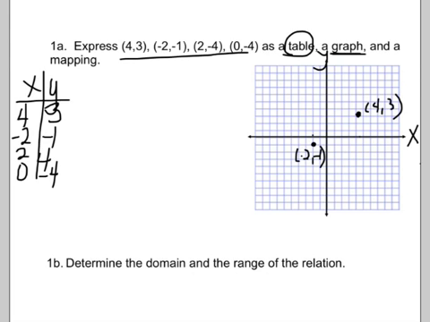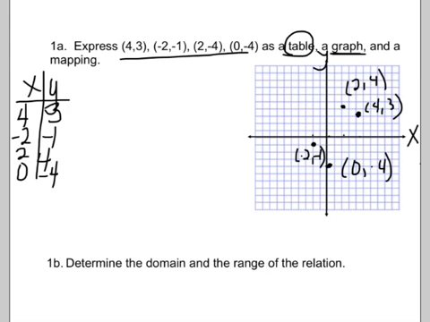Alright, 2, 4. Count over to 2 on my x-axis and up to 4 on my y. 1, 2, 3, 4. And there's my point, 2, 4. And then 0, negative 4. Go to 0 on my x-axis, down to negative 4 on my y. 1, 2, 3, 4. And then I have the point 0, negative 4.